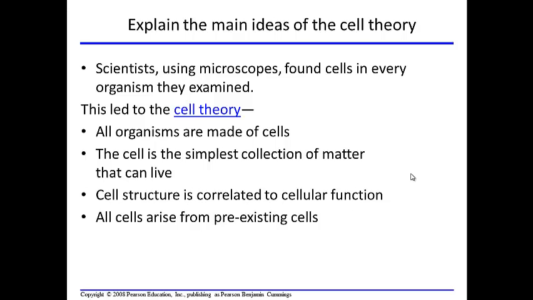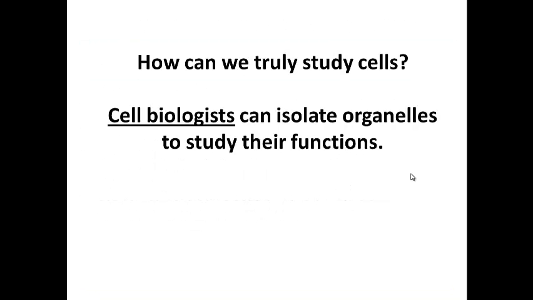So there are basically four main ideas for the cell theory. All organisms are made of cells. The cell is the simplest living thing, if you will. That the cell structure is related to its function, and that all cells arise from pre-existing cells. And there are other ideas about the cell theory, but these are four that it's important that you understand.